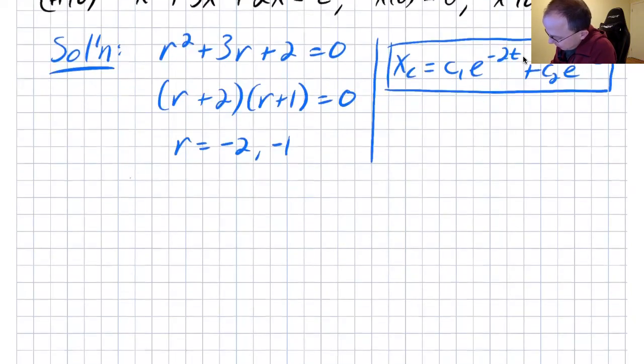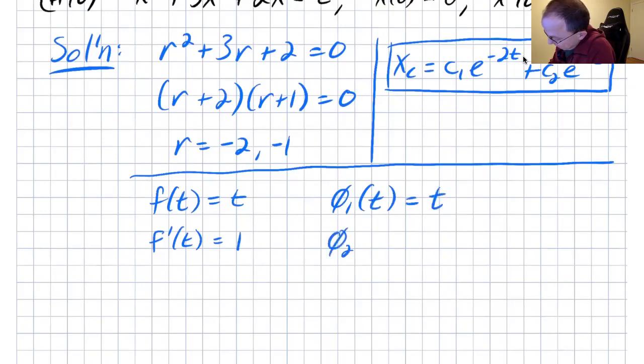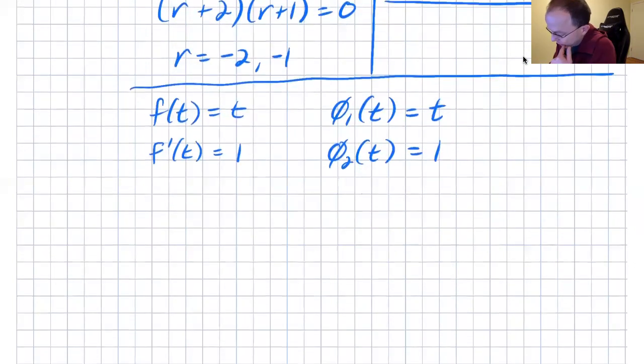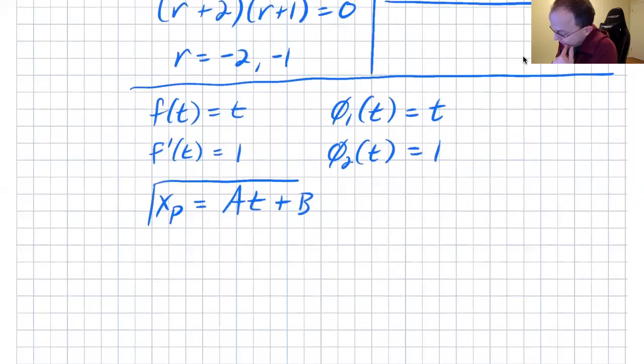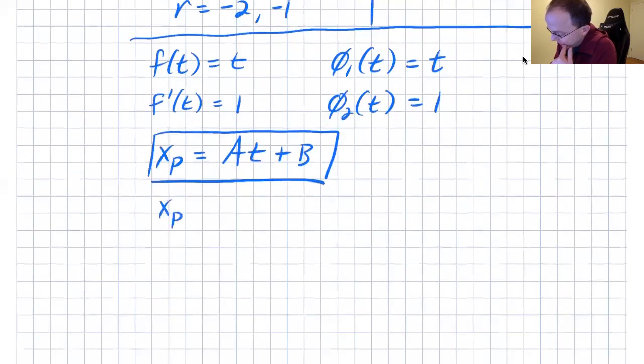Now we have to find the particular solution. F of t is equal to t, and when we take the derivative, we get 1, and after that we get 0. So we have two terms that we need to include in our particular solution, t and 1, and those are both not solutions of the homogeneous equation, so we're good to go. Therefore, the particular solution has the form a t plus b.